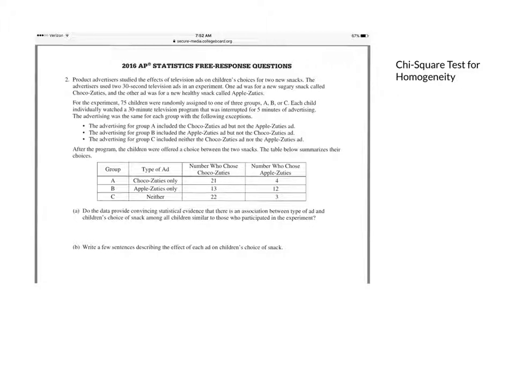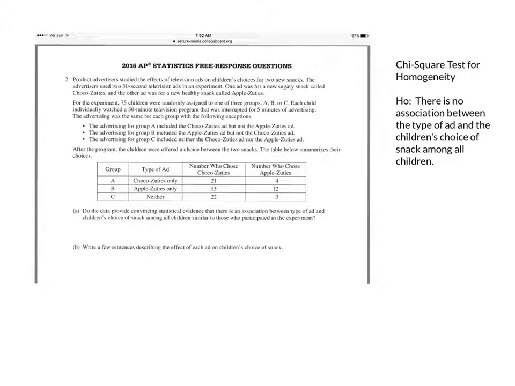So with regards to our null hypothesis, just like in a chi-square test for independence where we say there's no association or that they are independent in the null, we're going to do the same thing here. We're going to say that there is no association between type of ad and the children's choice of snack. And in the alternative, of course, we're going to say that there is an association between those two things. So that completes our state.